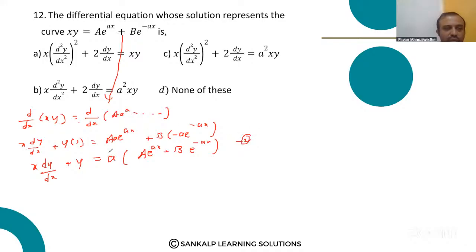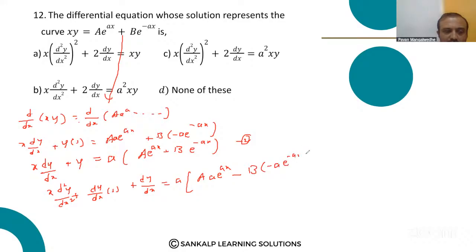Now differentiating equation 2 with respect to x, what we are going to get is x into d square y by dx square plus dy by dx of 1, plus d by dx of a into bracket, a into e raised to ax minus b into bracket minus a into e raised to minus ax.